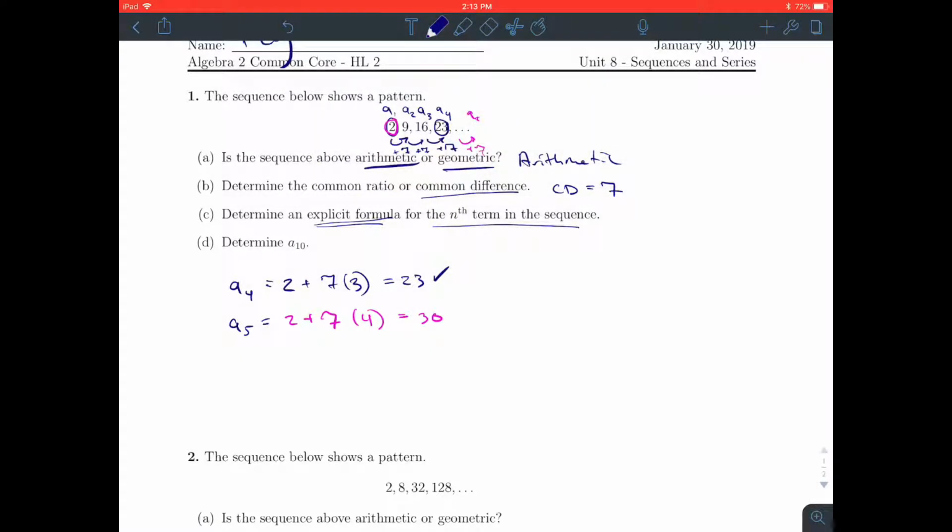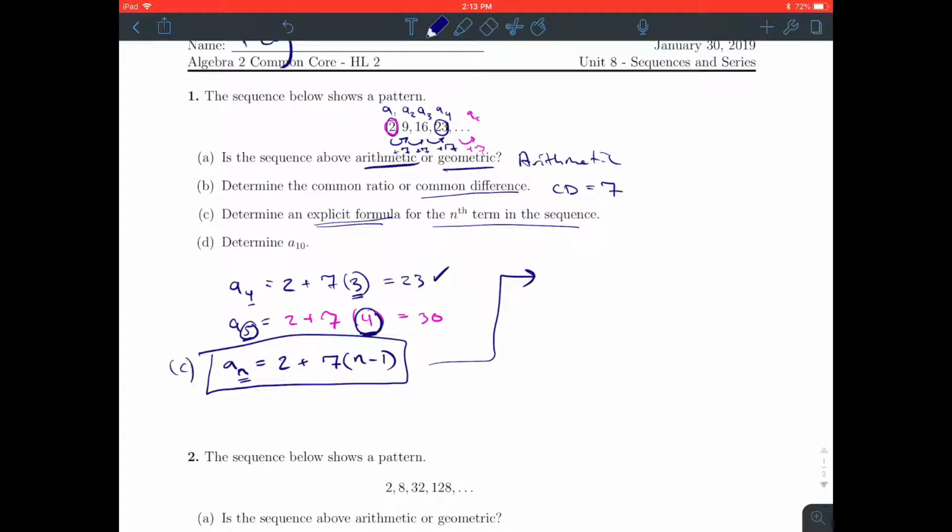Applying this reasoning for specific cases makes the pattern very apparent. To get to A sub n, where n is any number, I would take 2, and when I wanted to go to 5, I added 7 4 times. When I wanted to go to 4, I added 7 3 times. To get to n, I'm going to take 2 and add 7 one fewer times. So this looks like a formula that will work for any value n.